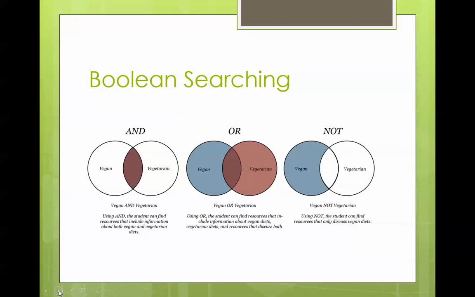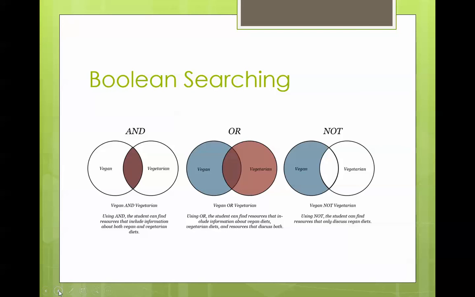So when you do an AND search, you connect your terms with the word AND. You're basically limiting your search for the occurrence of those two items together. And we can see that vegan and vegetarian can be combined. And you'd be looking for, for example, articles that include both vegan and vegetarian. So it is a way to narrow your search.